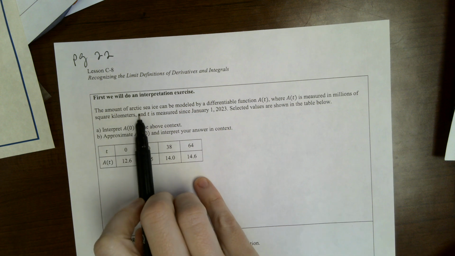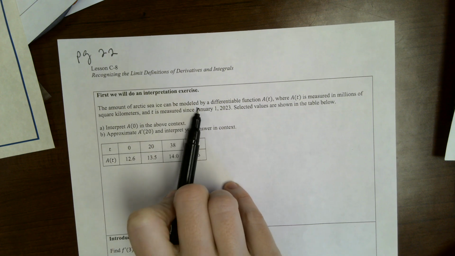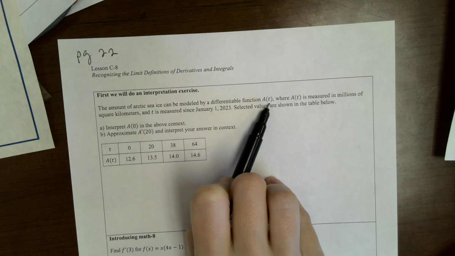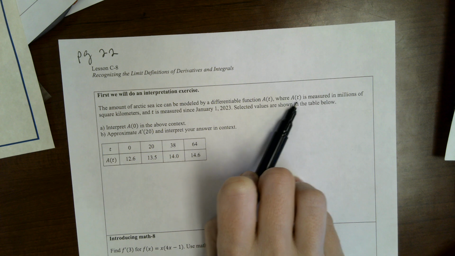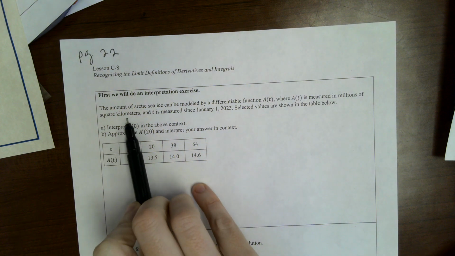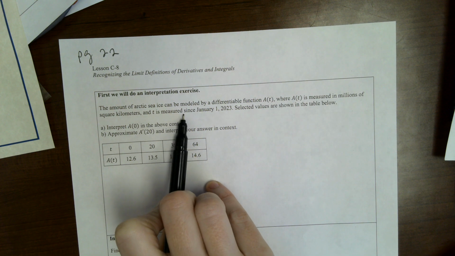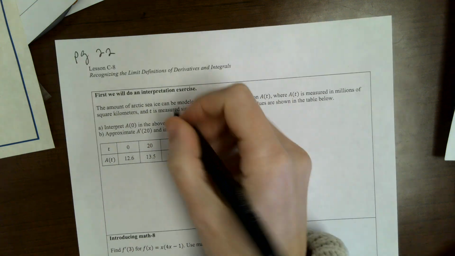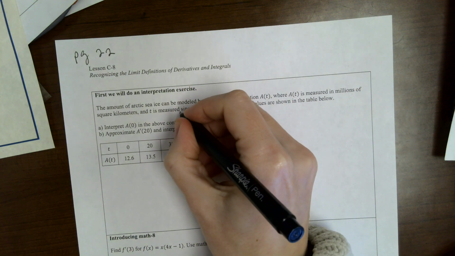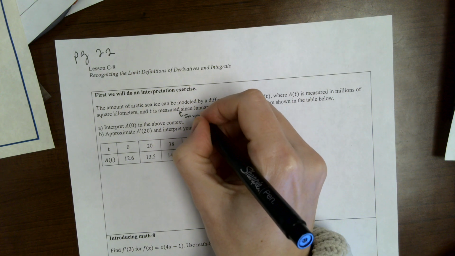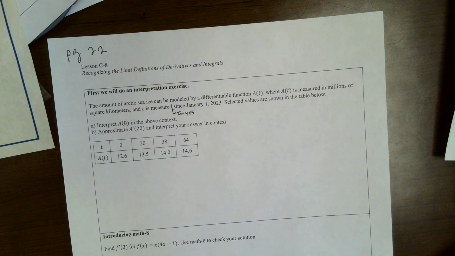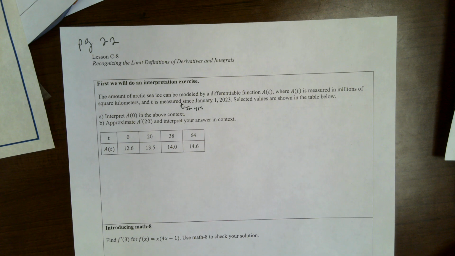Okay, so the amount of Arctic sea ice can be modeled by a differentiable function A of t, where A of t is measured in millions of square kilometers, and t is measured in years, I should have said here, years since January 1st, 2023. Selected values are shown in the table below.